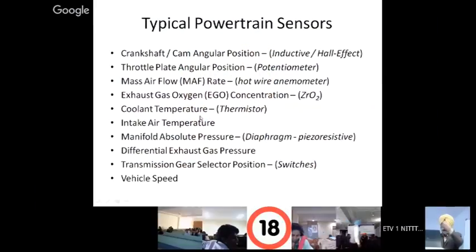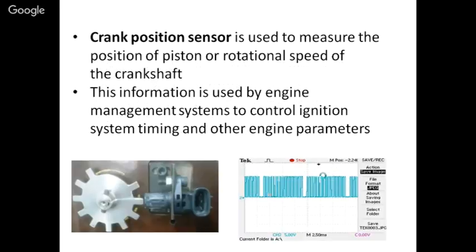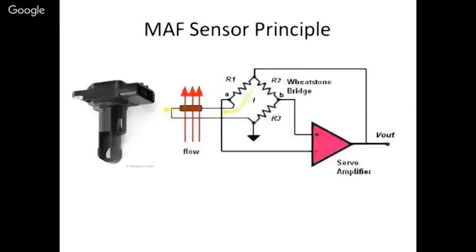If we go to this slide, you saw the different types of sensors used in powertrain: inductive, Hall effect, potentiometer, hot wire anemometer, zirconium dioxide, thermistor, piezoresistive. We have discussed their fundamentals.